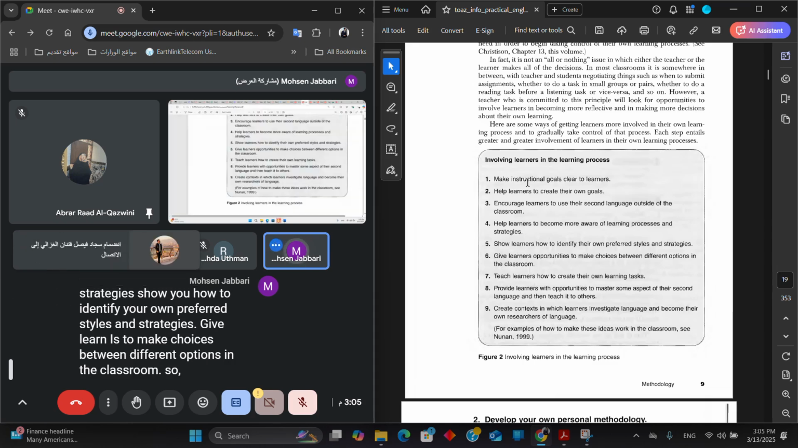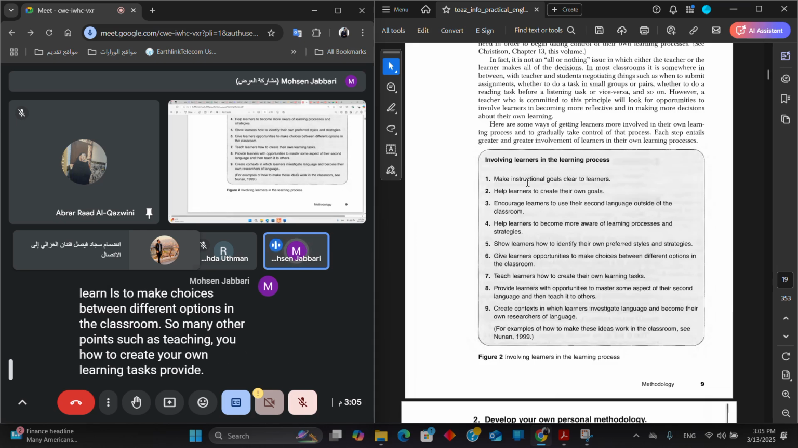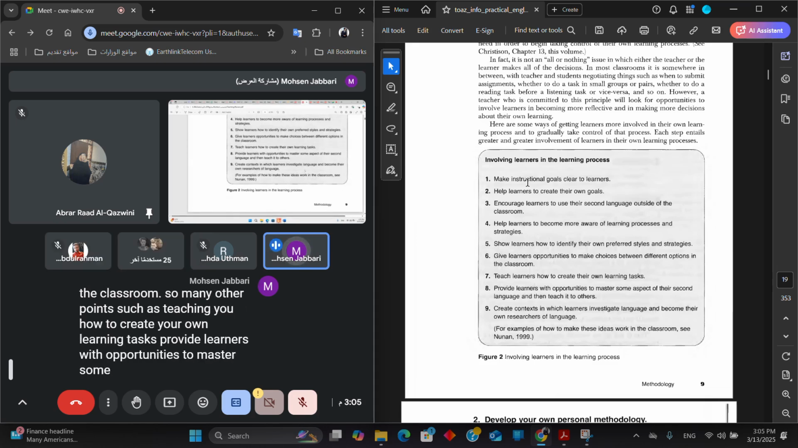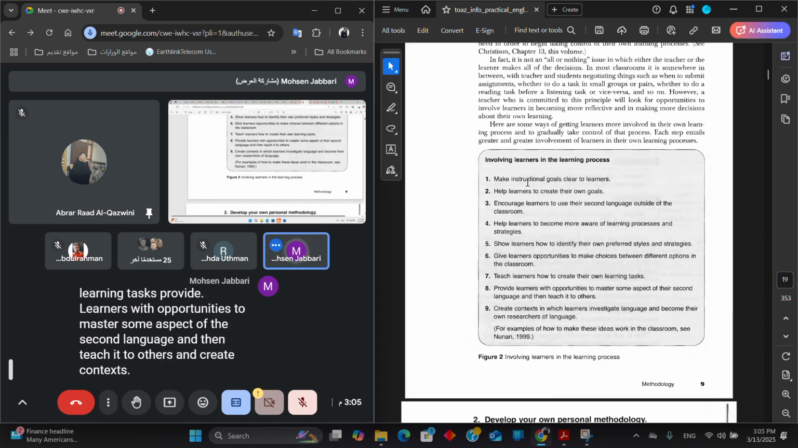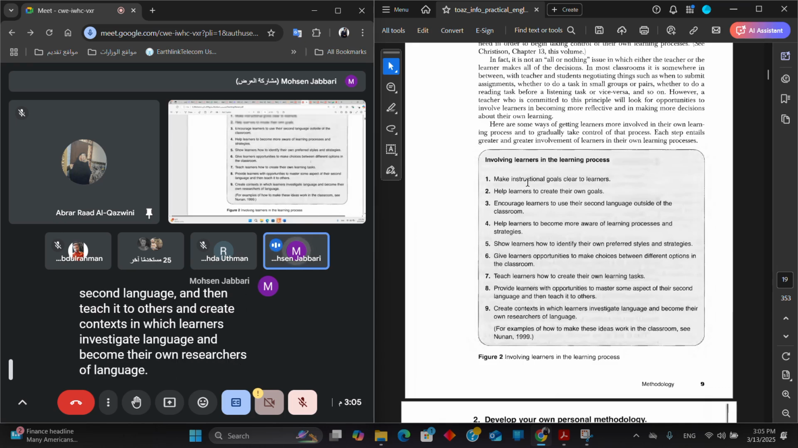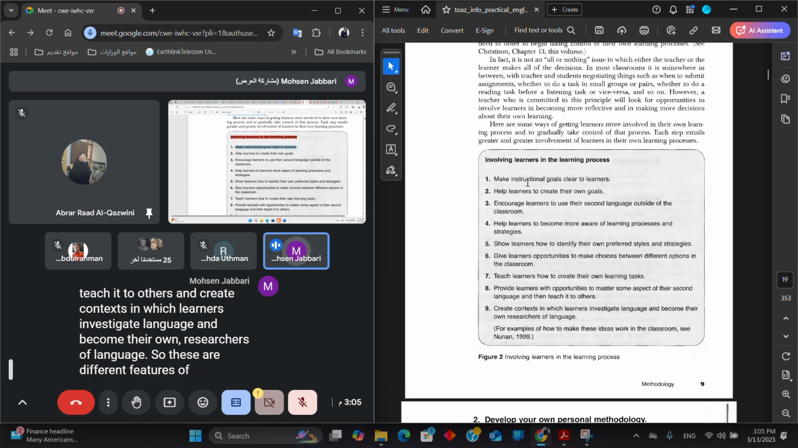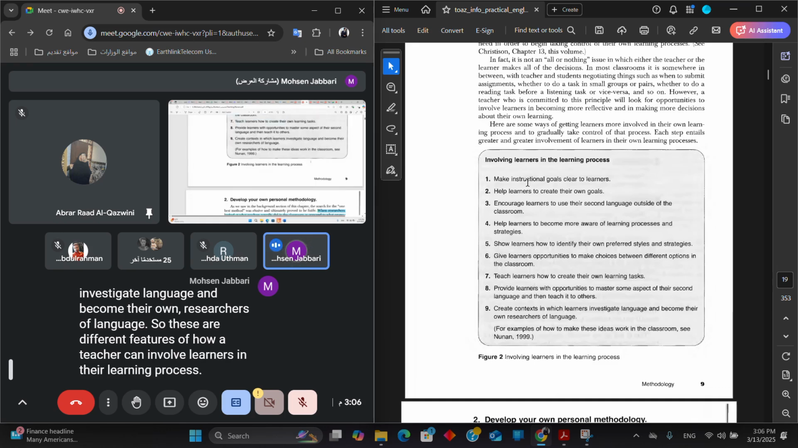and so many other points, such as teaching you how to create your own learning tasks, providing learners with opportunities to master some aspect of the second language and then teach it to others, and creating contexts in which learners investigate language and become their own researchers of language. So these are different features of how a teacher can involve learners in their learning process.